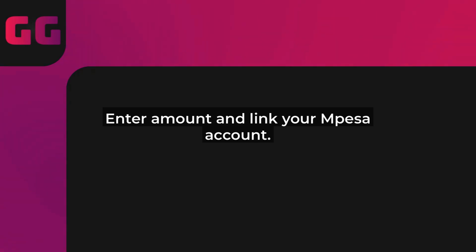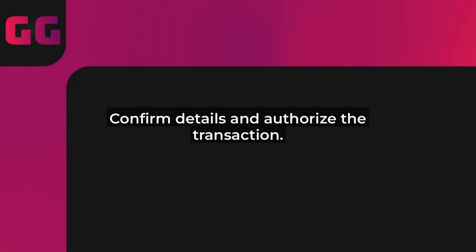After confirming the details, hit the Withdraw button. You'll likely get a confirmation code sent to your phone. Enter it to authorize the transaction. Sit tight. Withdrawals to M-Pesa usually take a few minutes to an hour, depending on the time of day and network traffic. One quick tip.